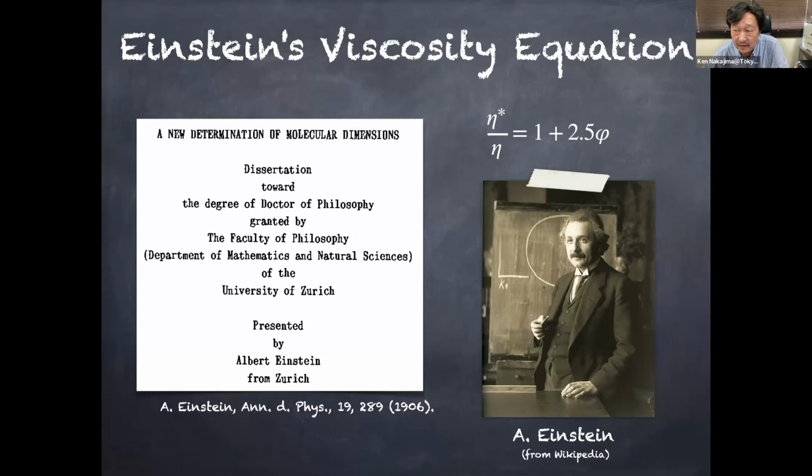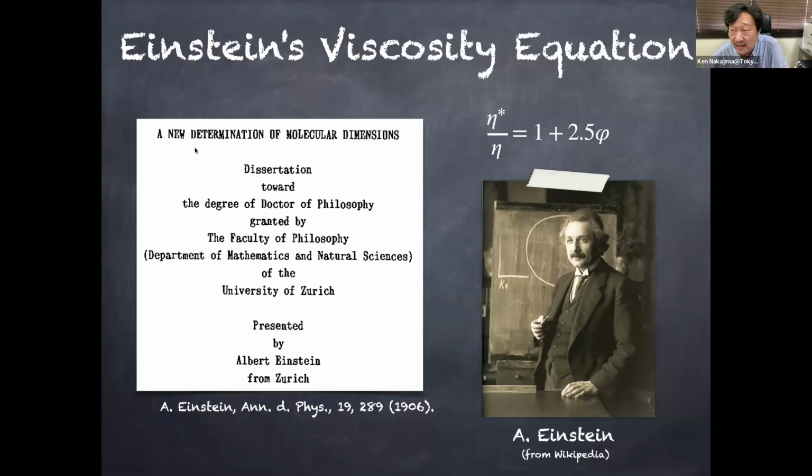But at that moment, he didn't have the doctor degree. Then the Zurich University wanted to give him the doctor degree. So the university asked him to write some new paper, different paper. Then Einstein selected this subject. The title of his doctor thesis was A New Determination of Molecular Dimensions.